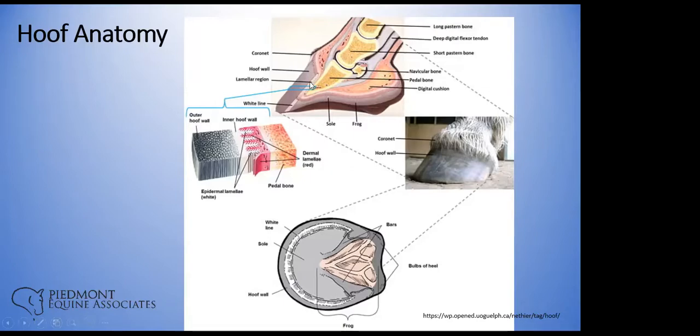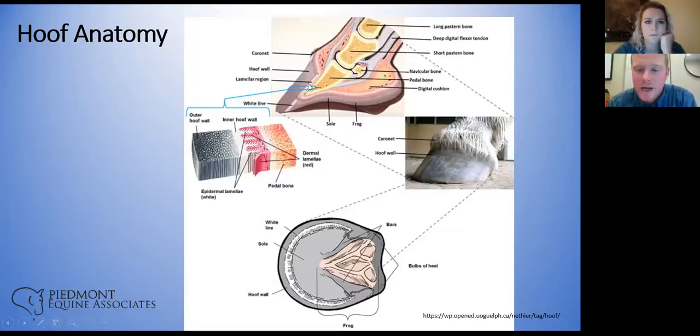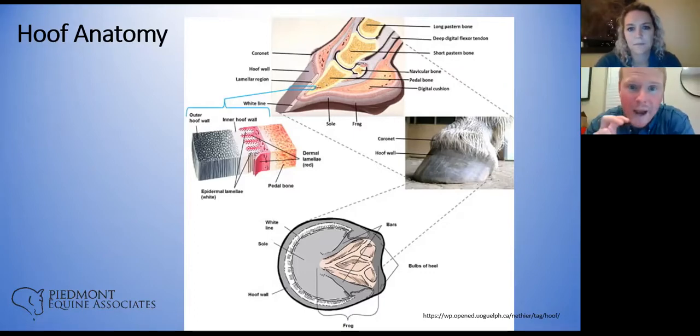The laminar region is where you have the non-stratified, sort of dead horn or outer hoof wall, which is in the diagram here, into the inner wall, which is interdigitated by the lamina. That's where you have the laminar region. That is actually made up of the white line.